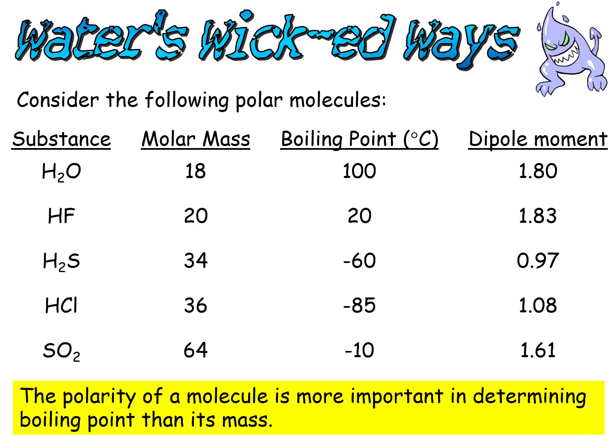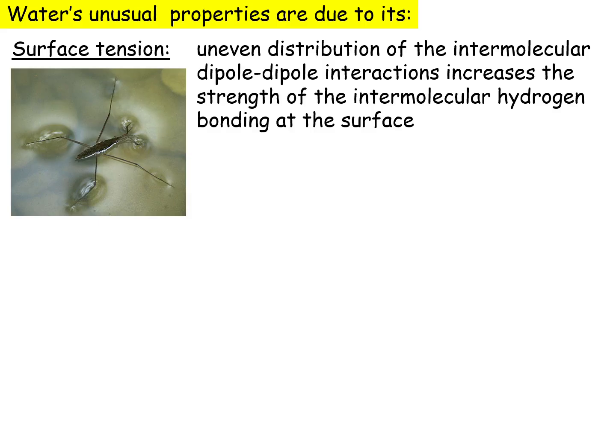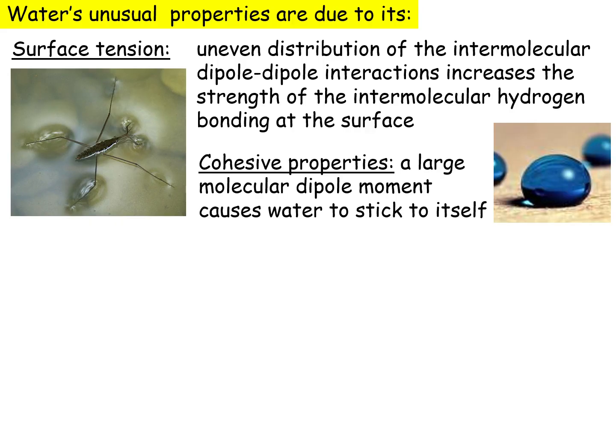So looking at some more properties of water that are due to its polarity. Water has a really, really high surface tension. That's because the water molecules want to stick to each other a great deal. And at the surface, there's an uneven distribution of how much they want to stick to each other, so it makes it even stronger. Water has really high cohesive properties. That's where it likes to stick to itself.